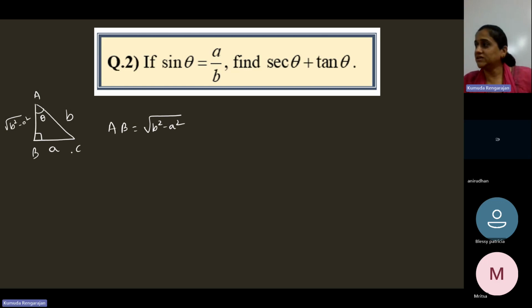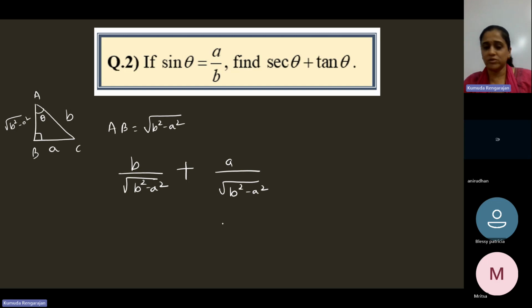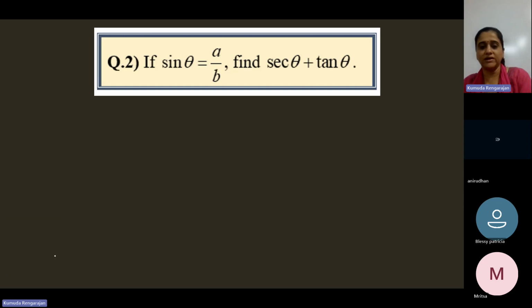Now what is secant theta? Hypotenuse by adjacent. Hypotenuse B by adjacent, root of B square minus A square. Plus tan theta. What's tan theta? Opposite by adjacent, A by root of B square minus A square. So now you'll have to take the common denominator and proceed. I'll just show you on the slide.